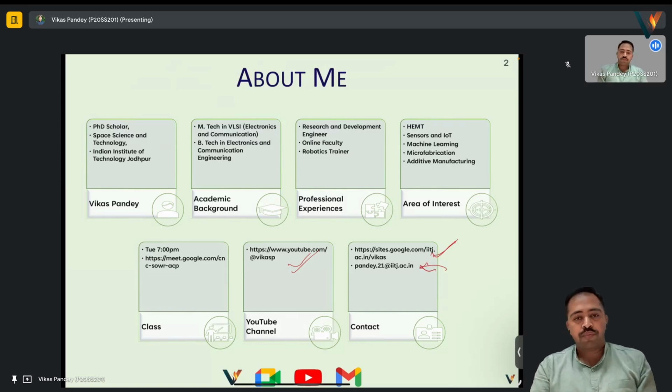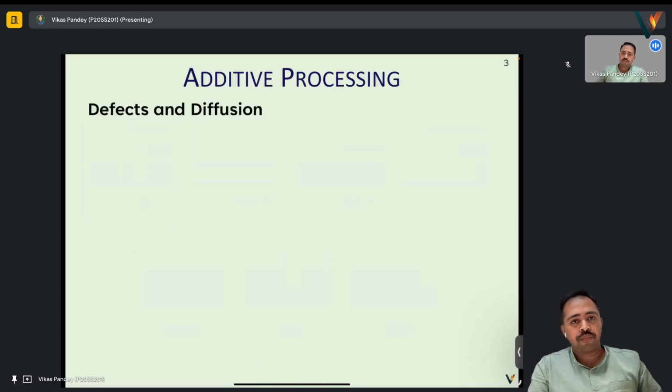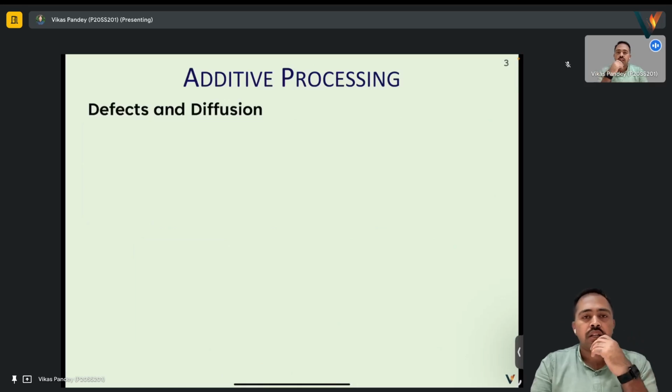Okay. So before delving into questions, first we will be discussing some basics. As we know, this week 2 is about additive processing. This is the first part of the additive processing that covers defects and diffusion, and the second part is in week 3.